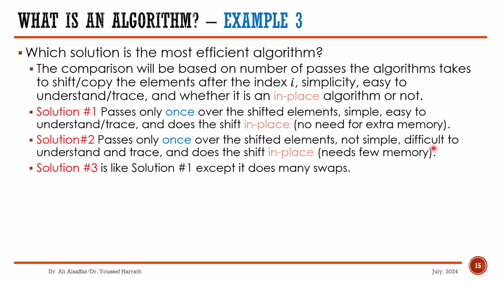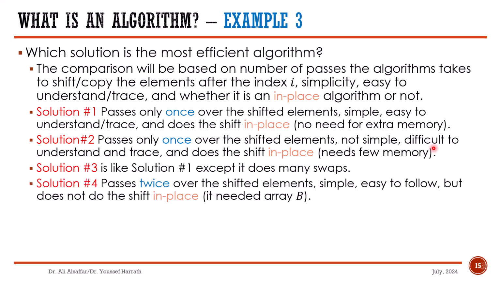Regarding the third solution, the algorithm for this solution adds the new element to the end of the array and makes consecutive swaps from there until reaching index I. The features and properties of this algorithm are similar to the features and properties of the algorithm for the first solution, except that it is slower because it does many swaps when shifting the elements to the right.